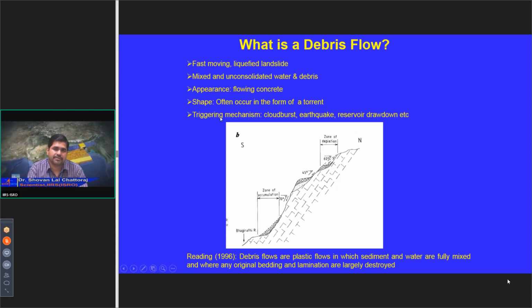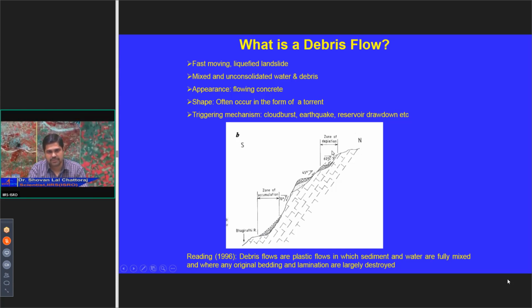Triggering mechanisms for debris flow, like other landslide classes, can be cloud burst, earthquakes, reservoir drawdown, among other factors. If I draw a cross section of the profile of a typical debris flow, there will be a zone of depletion from where the material is coming, a zone of transportation where the material is being dragged down due to the influence of gravity, and a zone of accumulation. Suppose there lies a river here. So this will be the zone of accumulation, this the zone of depletion, and this the zone of transportation.